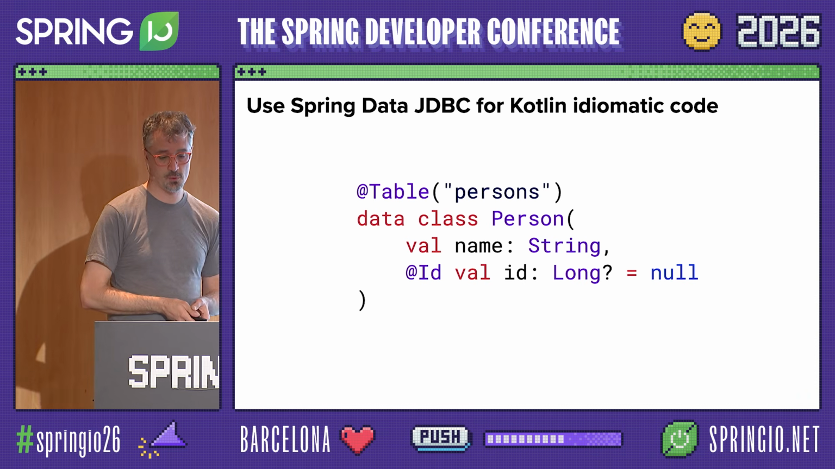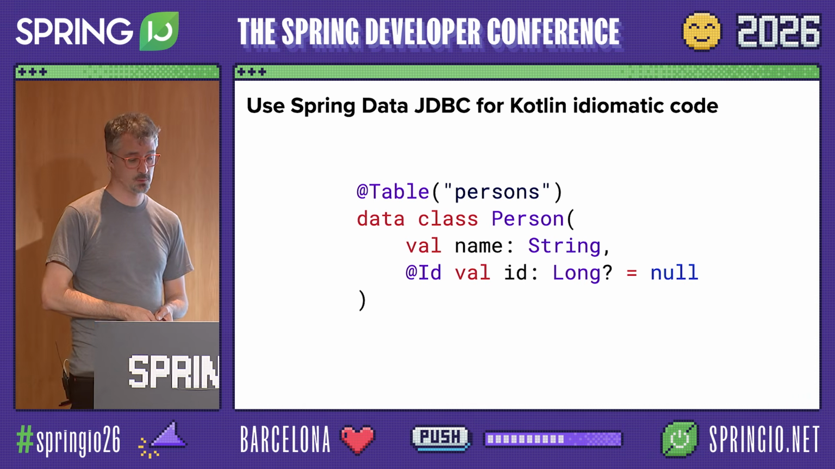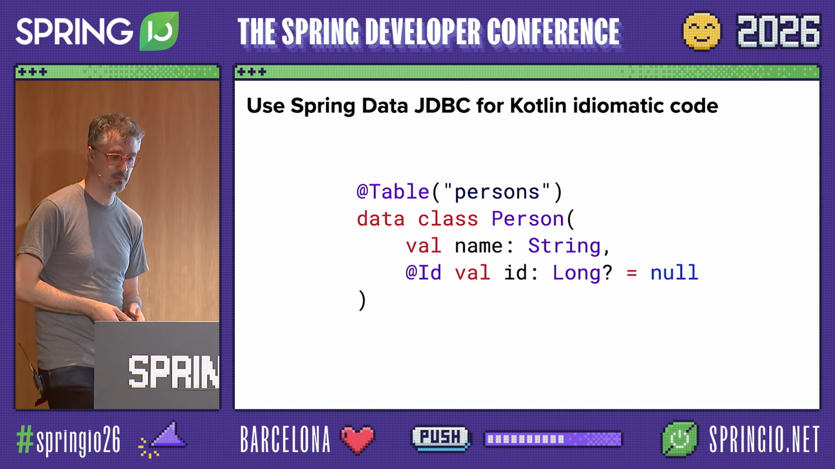But yeah, if you can, just use Spring Data JDBC, and you will use your data classes with val properties, and everything will be fine.